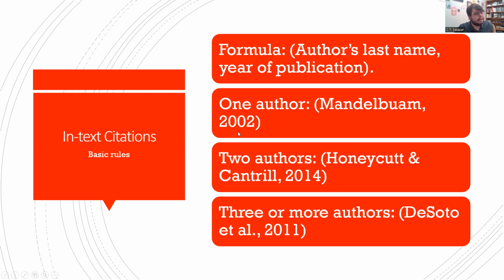This is Mandelbaum, 2002. If you're quoting a paper with 2 authors, then you do last name, ampersand, last name, and the year. So Honeycutt and Cantrill, comma, 2014. 3 or more authors, you use this little Latin shorthand et al. So you do the first last name of the paper. So this is De Soto et al., period, comma, and the year 2011.